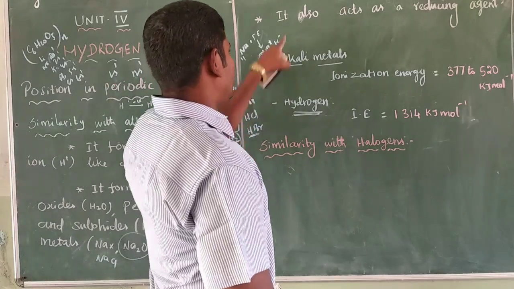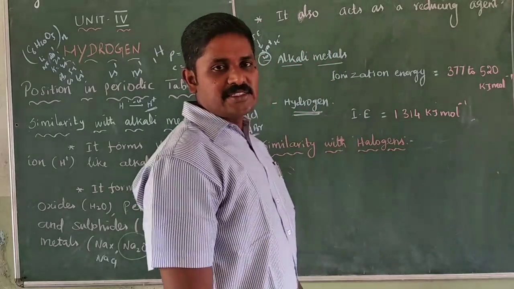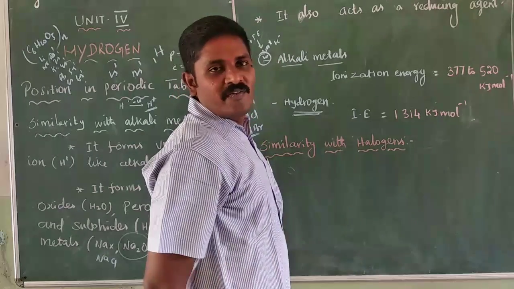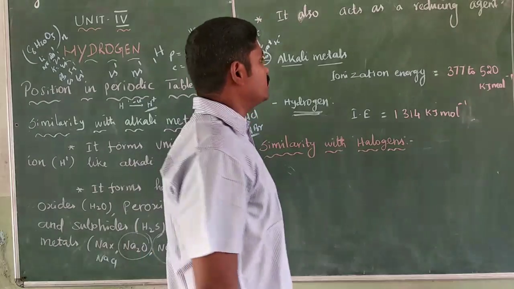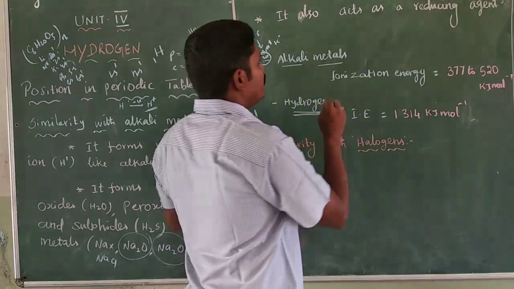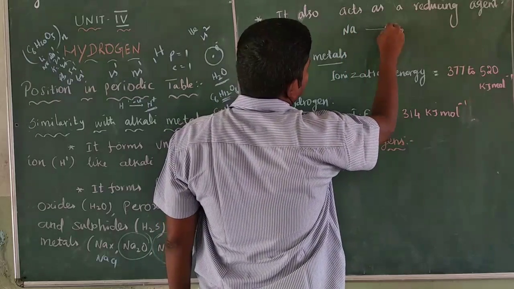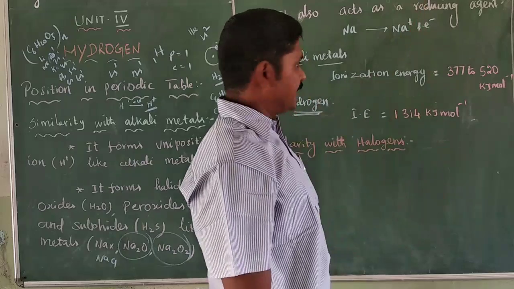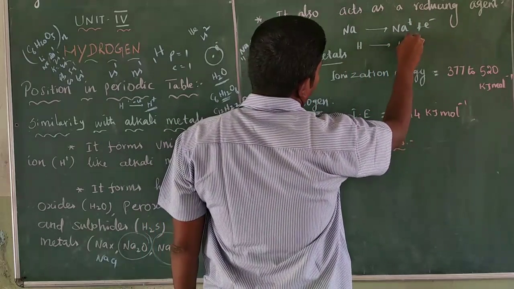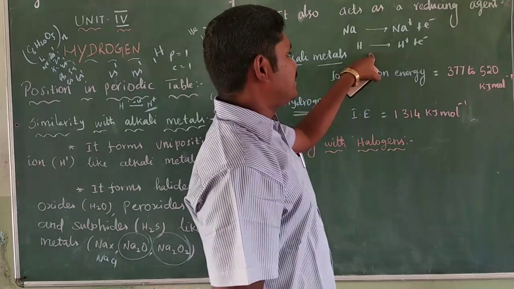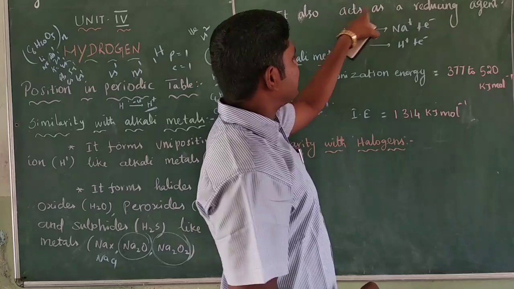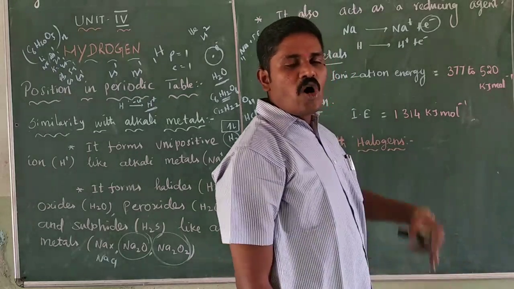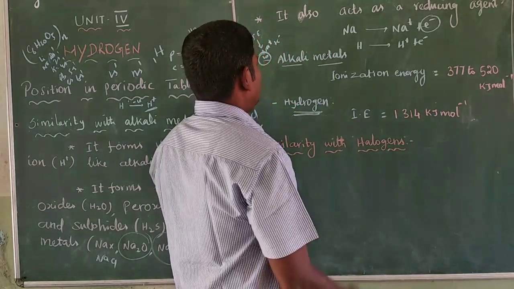Right? The third similarity: it also acts as a reducing agent. Why does it act as a reducing agent? Alkali metals easily lose one valence electron to reach a noble gas electronic configuration, so the oxidation process is very simple. Na easily loses an electron to become Na plus and is easily oxidized, so alkali metals act as reducing agents. Hydrogen also loses an electron, which is an oxidizing process, so it acts as a reducing agent, easily giving one electron to other ions. Right?